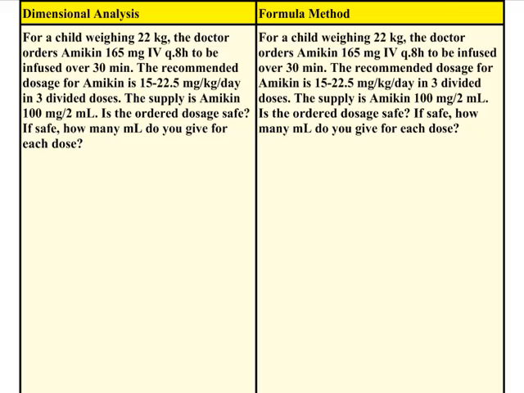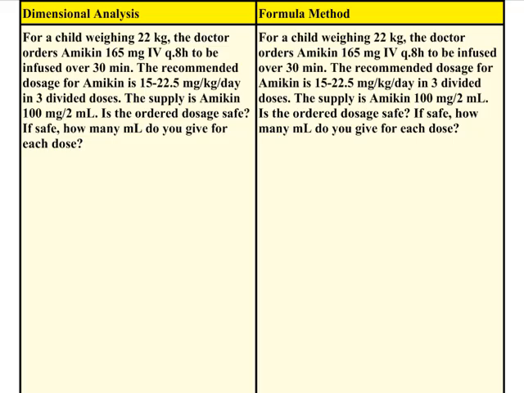The third way we can do this problem is using dimensional analysis. We have a child who weighs 22 kilograms. The doctor orders Amikin 165 milligrams IV every 8 hours to be infused over 30 minutes. The recommended dosage for Amikin is 15 to 22.5 milligrams per kilogram per day in 3 divided doses. The supply is 100 milligrams per 2 milliliters.